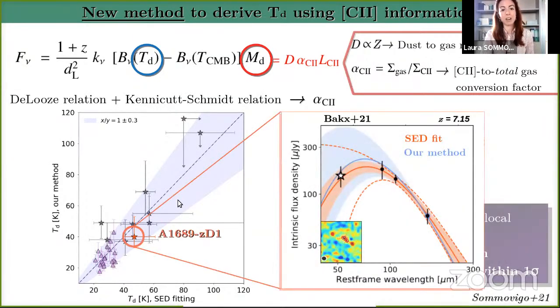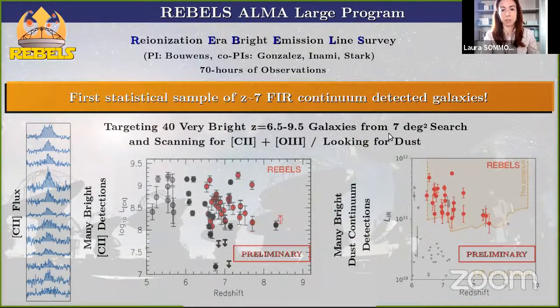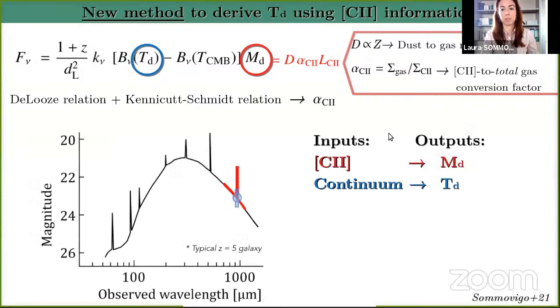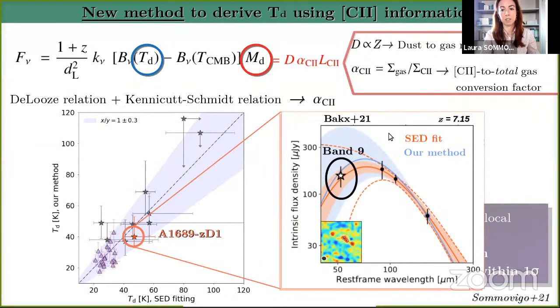So now that we have, among all these sources, I want you to focus on one galaxy in particular, which is ZD1 at redshift 7.15. In fact, this galaxy has recently been reanalyzed in a paper that we have been writing with Tom Bax, and we have presented the first ever band-nine data for such a high-redshift galaxy, meaning that for the first time we are able to scale the peak of our infrared emission, constraining the dust temperature to an unprecedented precision. And it's very encouraging that also in this case, our method gives a consistent result with the traditional SED fitting.